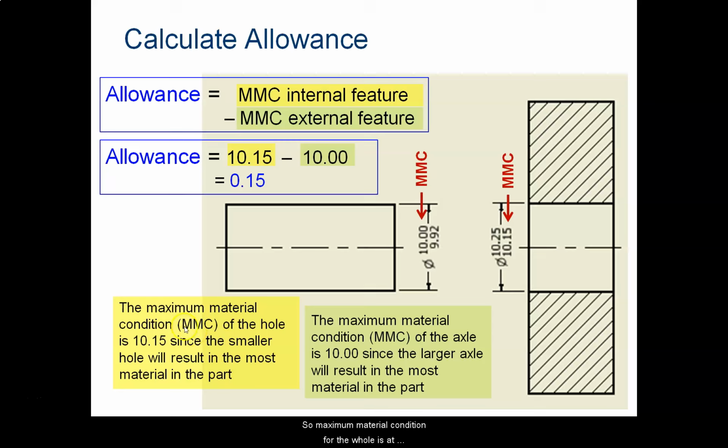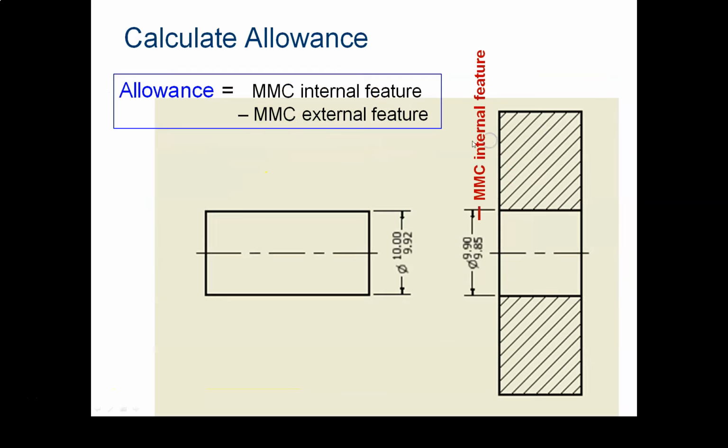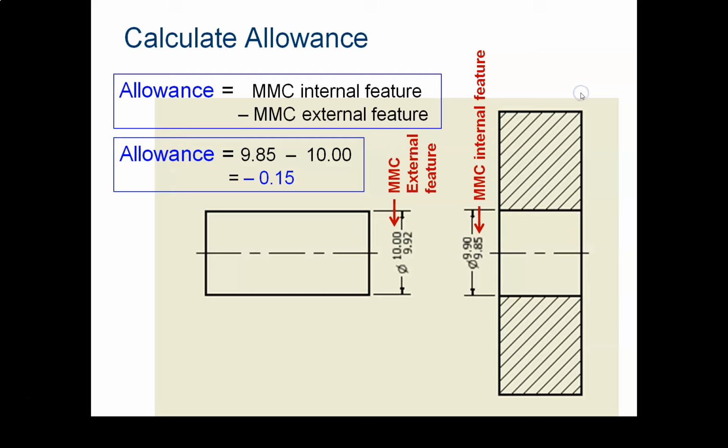The maximum material condition for the hole is 10.15, and the maximum material condition for the axle is 10, and it results in that gap. There's still a maximum material condition here as well, so between the smallest and the smallest measurements, we end up with that 0.15 allowance.